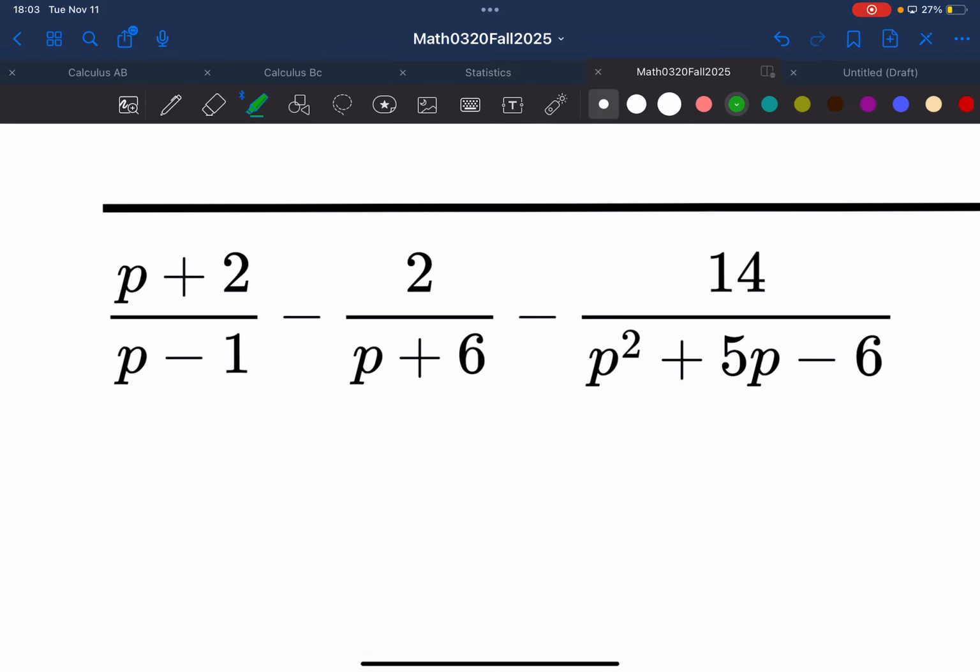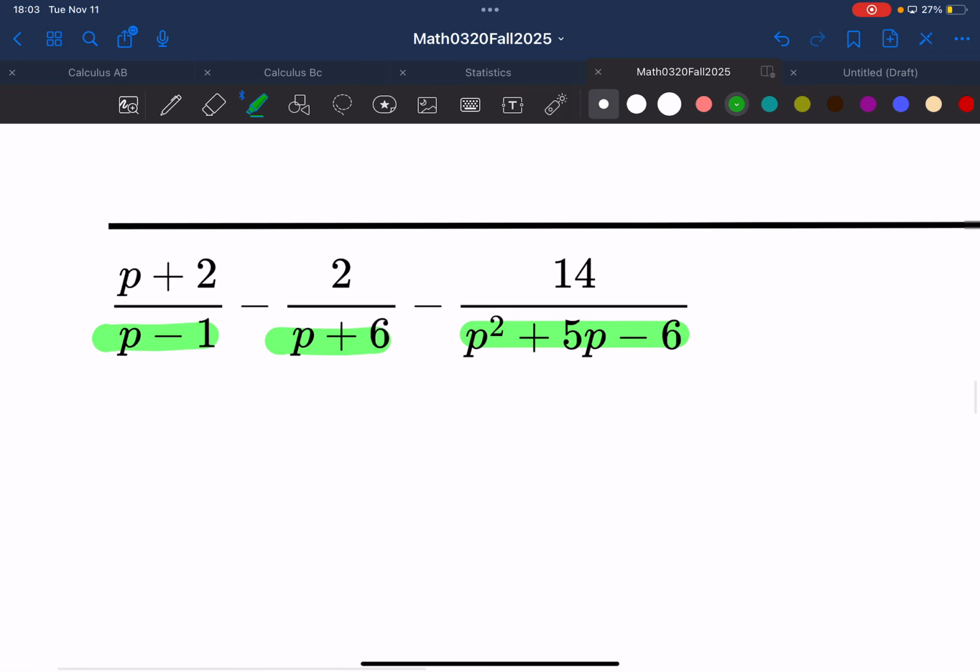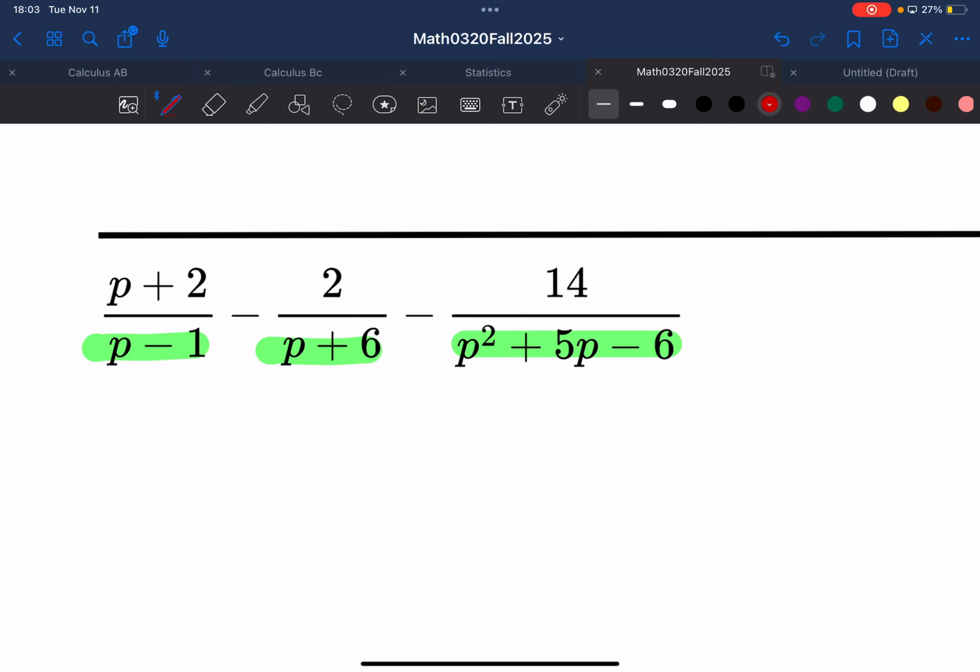So looking at all my denominators, I have p minus 1, p plus 6, and then I have a quadratic that I need to do what? Factor. Okay. So that means I need 2 numbers that multiply to negative 6, but add to 5. What would those 2 numbers be? 6 and negative 1, right? Because 6 times negative 1 gives us negative 6, and 6 plus negative 1 gives us positive 5.